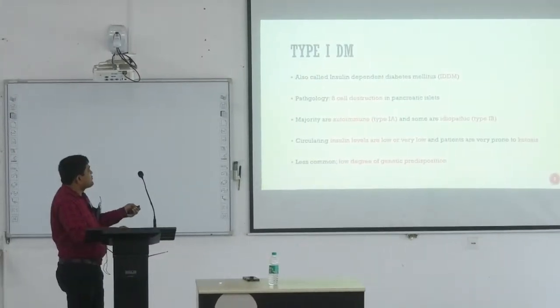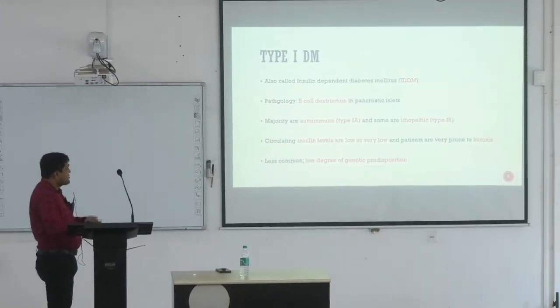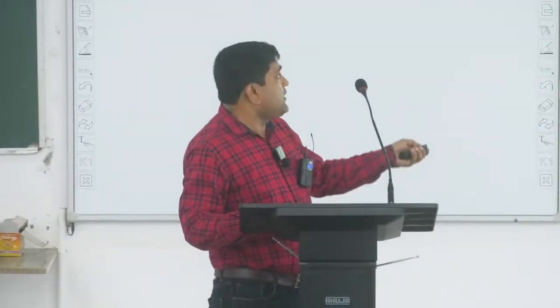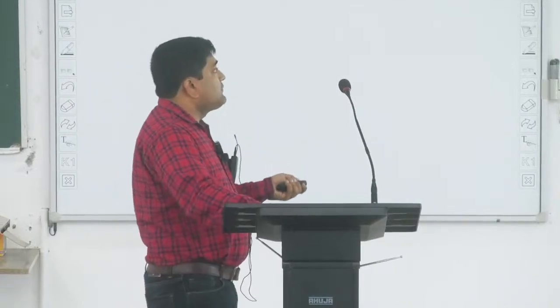Type 1 diabetes mellitus, also called insulin dependent diabetes mellitus, basic pathology is beta cell destruction in the pancreatic islets. It can again be of two types: type 1A because of autoimmune cause, the majority are type 1A, and some are idiopathic, type 1B. Here the circulating insulin levels are low or very low, and the antibodies are positive. These patients, because they are insulinopenic, with very low blood insulin levels, are very prone to ketoacidosis. It's less common, with a low degree of genetic predisposition, and does not run in families.